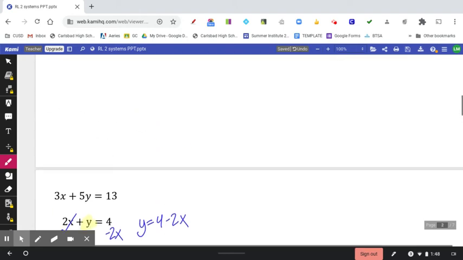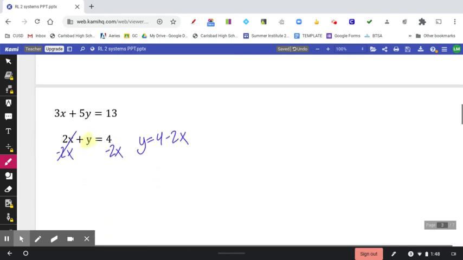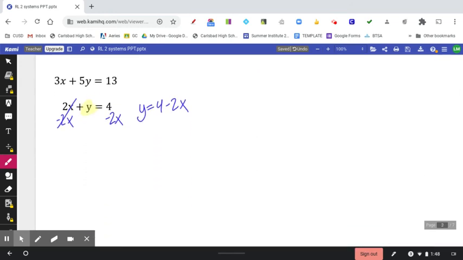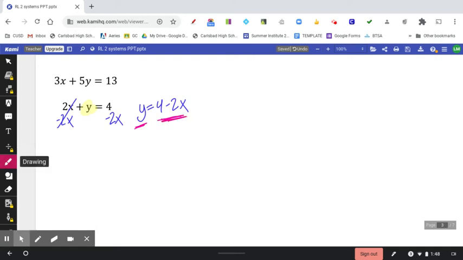So the next step here, substitute into the second equation. Now, this is where we get the name substitution from. This is kind of the tricky part here. We have y, and we have an equal sign, and we have 4 minus 2x. What this means is that they're equivalent. They're equal. Y is the same thing as 4 minus 2x. All right? Those are equal statements. Y equals 4 minus 2x.